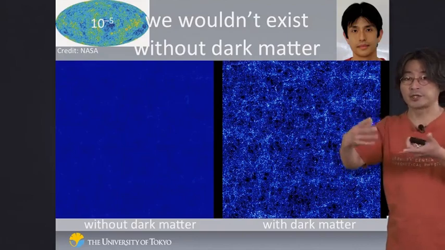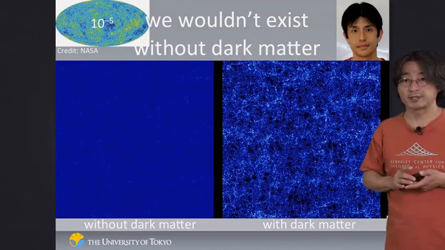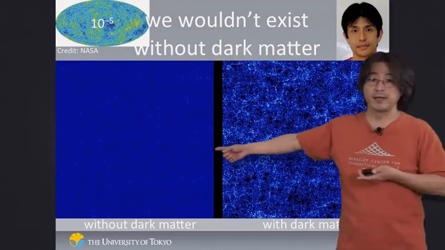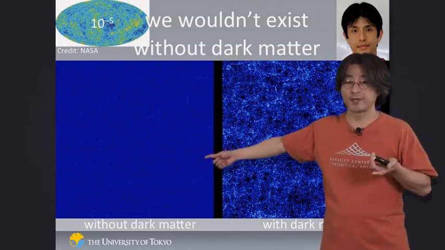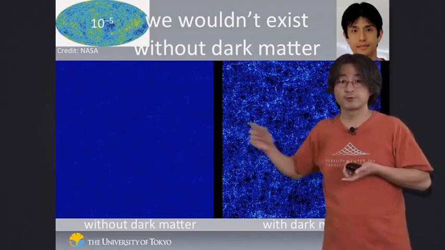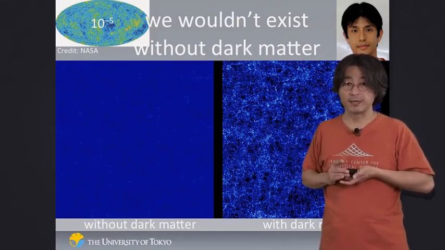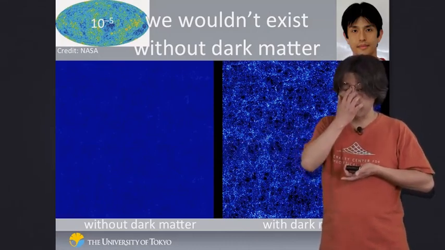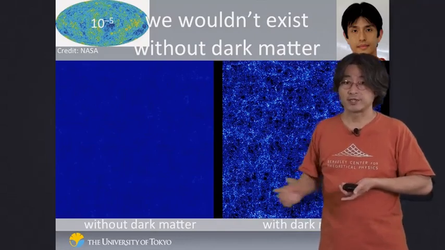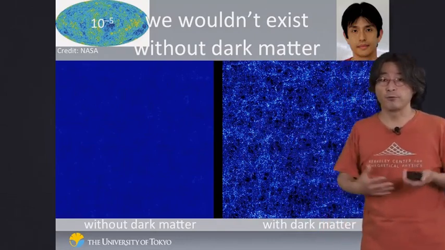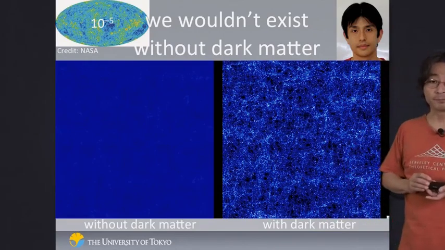And gas will interact with each other, become very hot, lose energy, eventually collapse, and then stars and galaxies are formed. On the other hand, in this unrealistic universe without dark matter, there is no strong gravitational pull by dark matter, so the contrast never really grew even after 13.8 billion years. So in this kind of universe without dark matter, there wouldn't be any stars, no galaxies, no us. So in some sense, dark matter is really important for us to be born, because otherwise there would be no stars to bear our life.